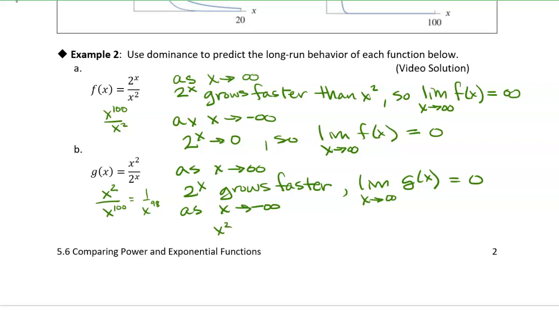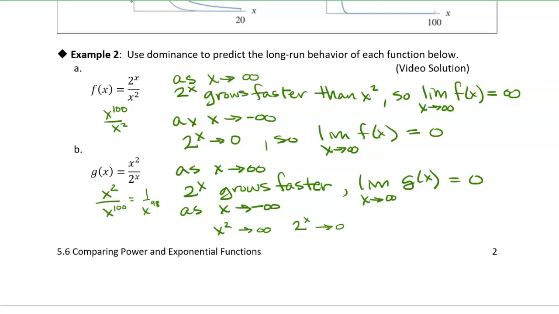x squared is going to infinity, and 2 to the x, right? We're taking something negative and squaring it, but it's something big. When we square something negative, we get positive, and that's why x squared is going to positive infinity. Now 2 to the x is going to 0, because we're taking 2 to a negative exponent. So it's a little bit tricky. We've got infinity times 0. What is happening here?